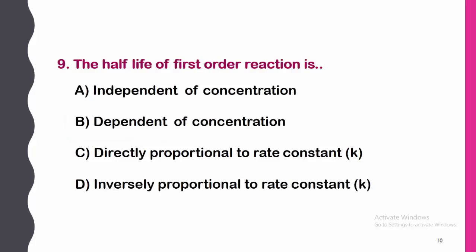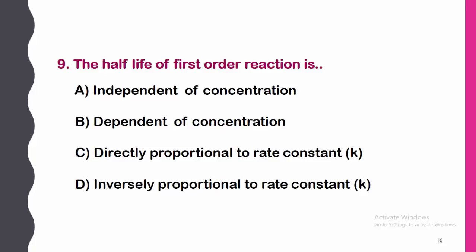Next question. The half-life of a first order reaction is: A, independent of concentration; B, dependent on concentration; C, directly proportional to the rate constant; and D, inversely proportional to the rate constant. Okay, what is the half-life period? In front of you, just write the half-life formula. T half is equal to 0.693 upon K, for a first order reaction, that is K1 for our convenience.